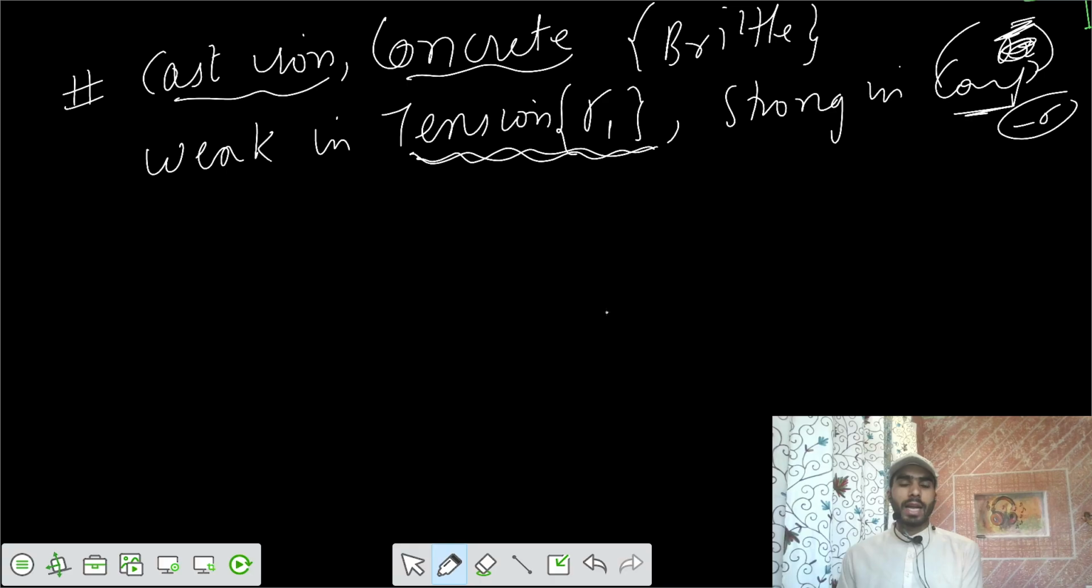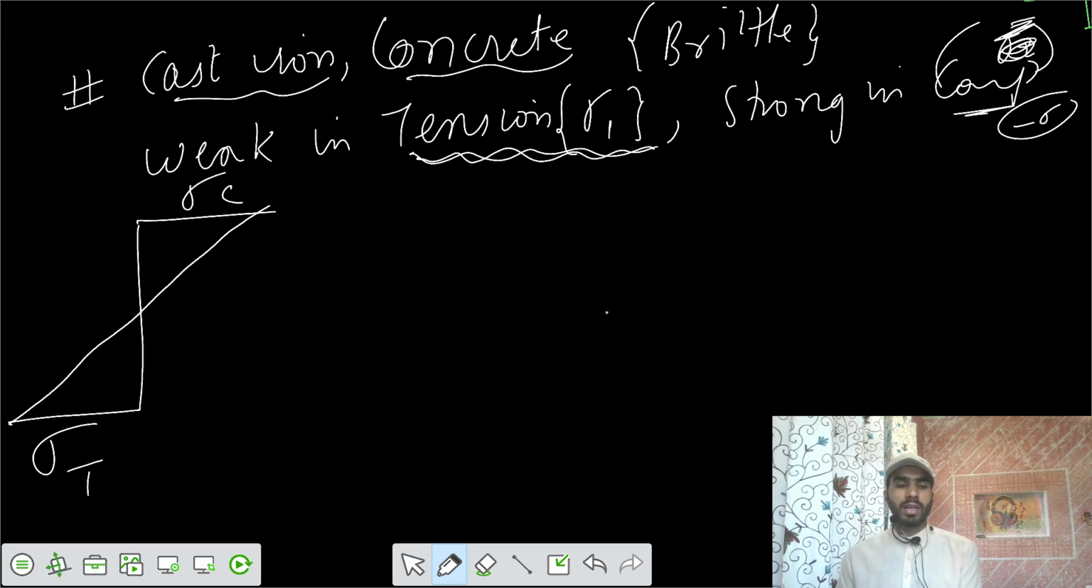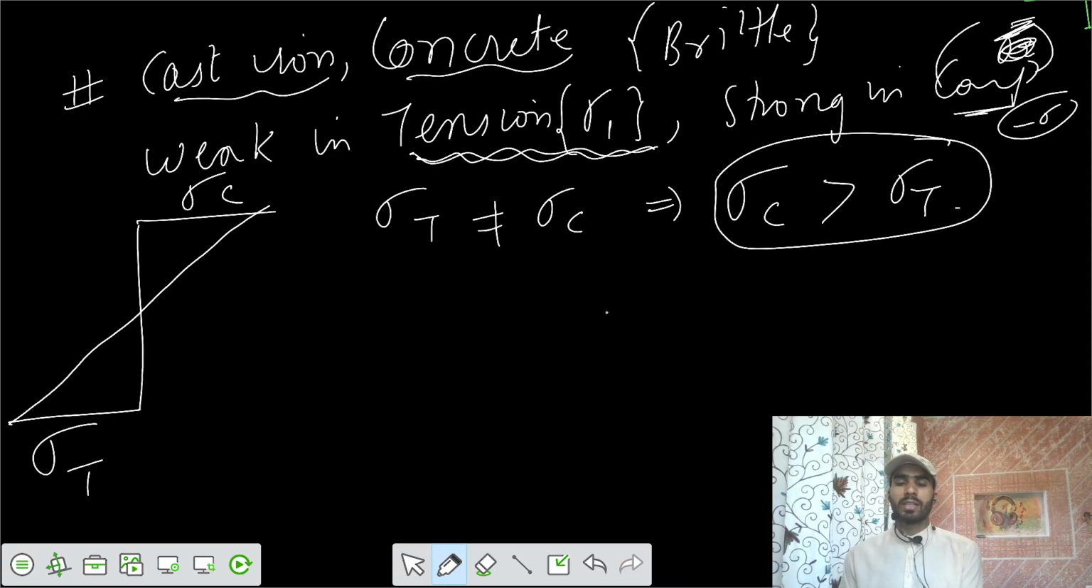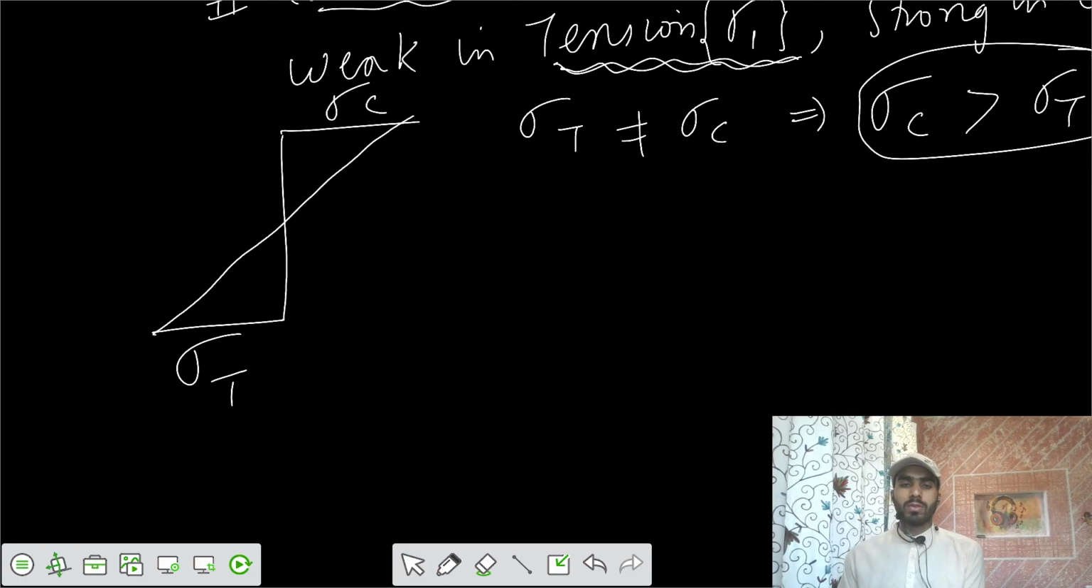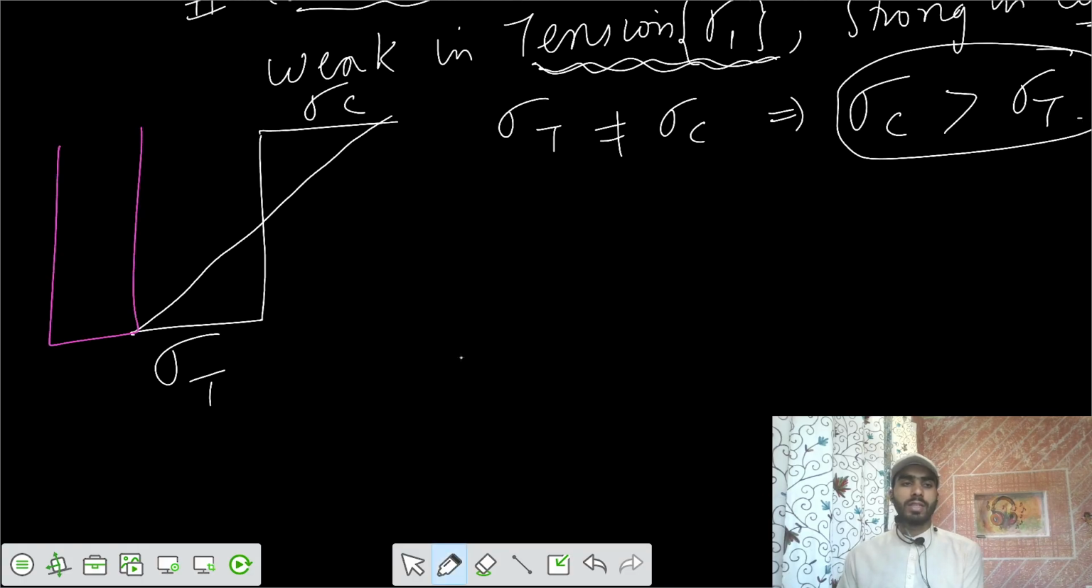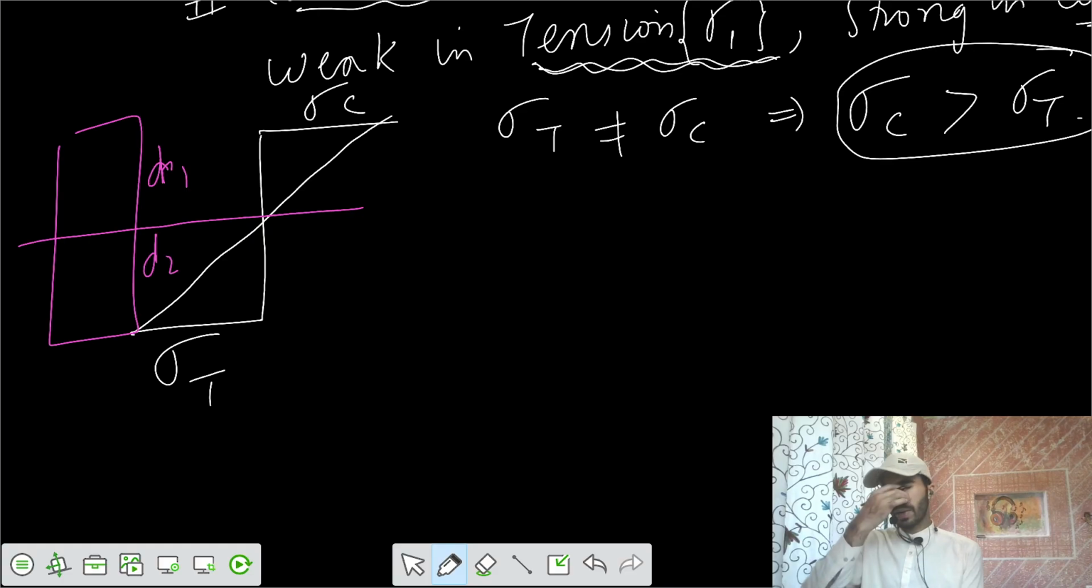So for bending stresses, we have compressive stresses here and tensile stresses here. Now, if you want a material having sigma T not equal to sigma C, such that sigma C is greater than sigma T, that means it can allow more bending stress in compression than in tension. So how can you design this section? How can you take this depth D1 and depth D2? Where should be the location of the neutral axis?